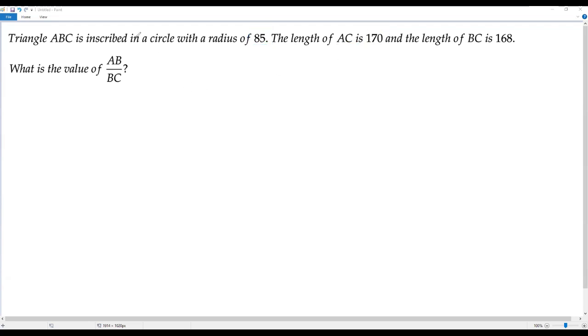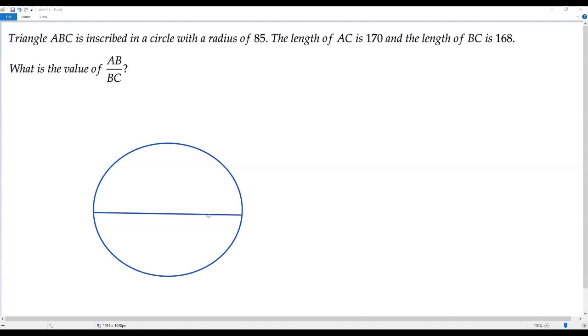Okay, now let me draw the picture for the given information. First let me draw a circle over here. From the given information, it is very clear the side AC of the triangle represents the diameter of the circle, because the length of AC, that is 170, is exactly 2 times the radius. Now let me draw the diameter AC first. So here I've drawn the diameter AC. Let me mark it, A, and here we have C. And also let me mark the third vertex of the triangle, that is B, over here. Now let me connect AB and BC.